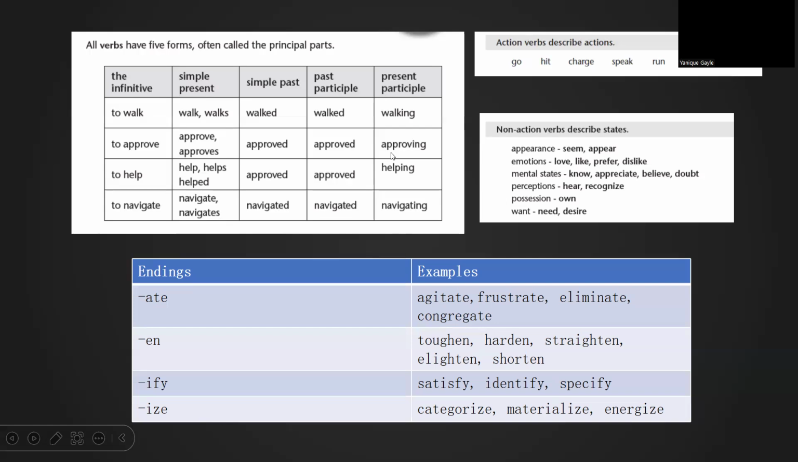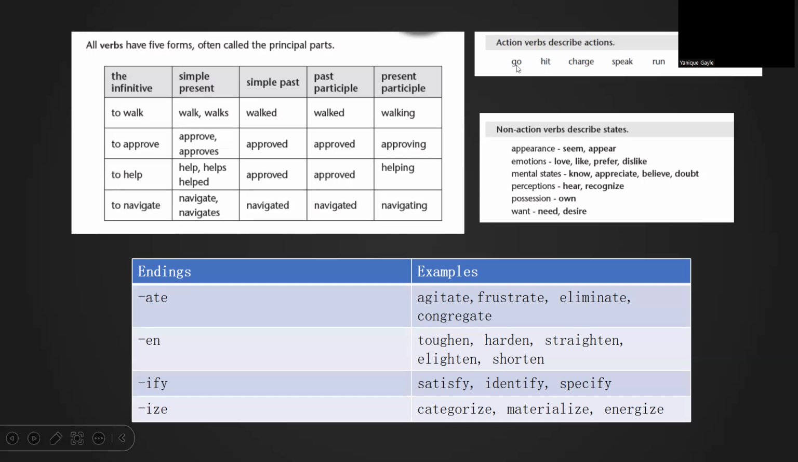If you notice, the structure is the same. So we have infinitive, we have the present, we have the past, we have the past participle, and the present participle of the verb. Those are the structures when we talk about the verb structures. Okay, these are verb structures, not so much tenses in English.